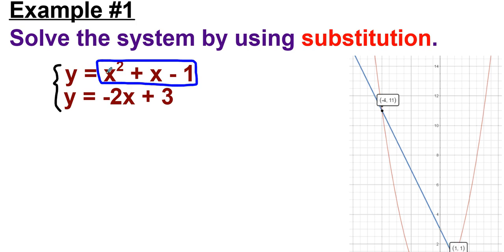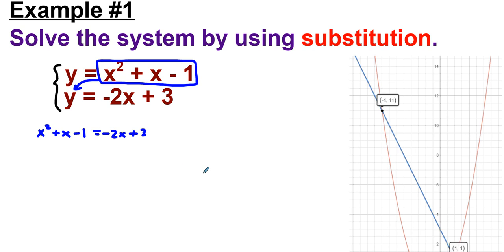So instead of writing a y here, if y is the same as this expression, I can substitute this in for y, replace y with this expression. So this equation will become, instead of y equals, it will become this expression because it's equal to y. X squared plus x minus 1 equals, so I just replaced y, I substituted this in for y, and that's what that becomes. It still equals negative 2x plus 3. So that's using substitution. That very first step, that's where I'm using substitution.